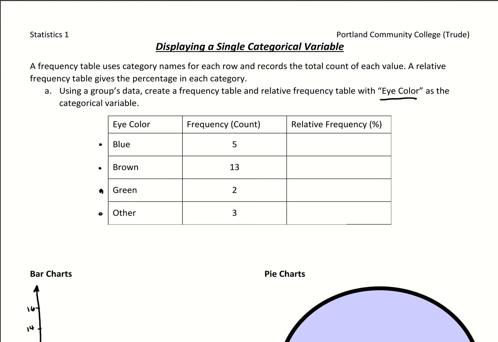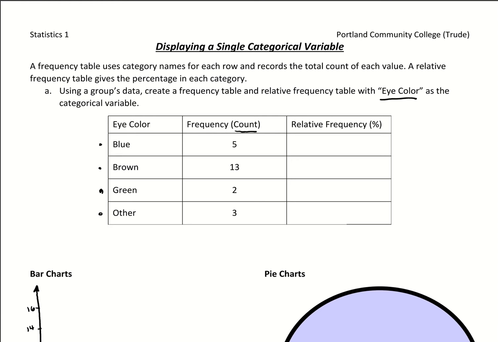And what we have next to it is the frequency. So what we have here are 5 people said they have blue eyes, 13 have brown eyes, 2 have green, 3 have an other. This right here is called a frequency table. So a frequency table combines the categorical variable and all of the possible categories, and then it aligns a frequency, or frequency can also be described as the count for each of those categories.